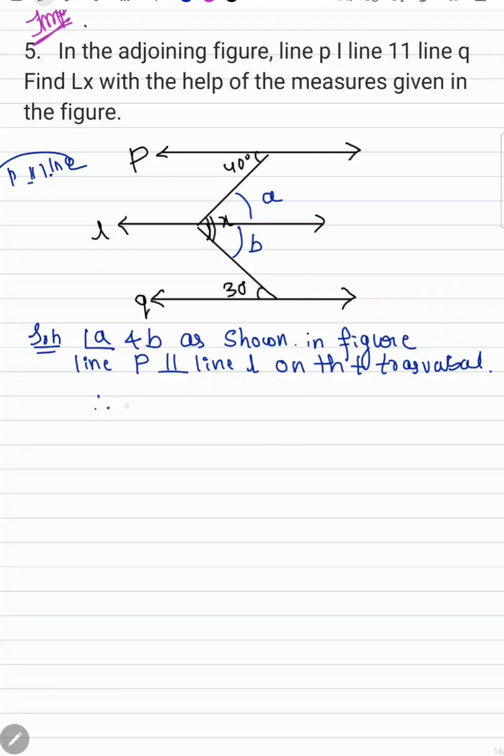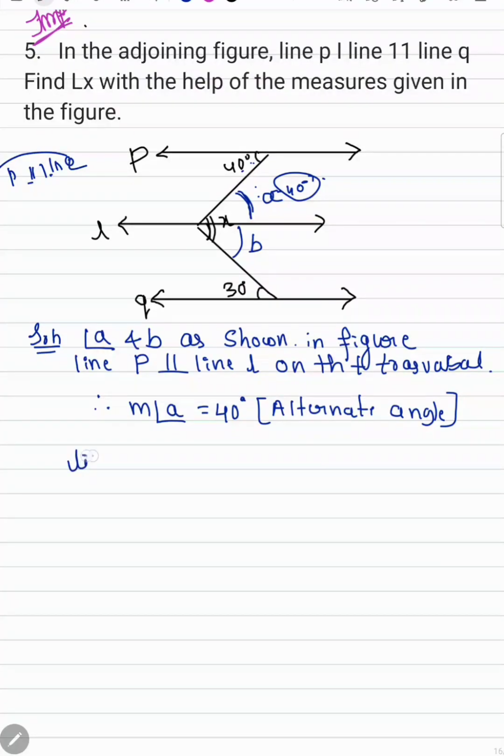And then, therefore, measure of angle A is equal to 40 degrees. Why? It is 40 degrees. This alternate angle is this one. This alternate is this one, so it is 40 degrees. Then here, measure of angle A is 40 degrees. Why? It is an alternate angle.